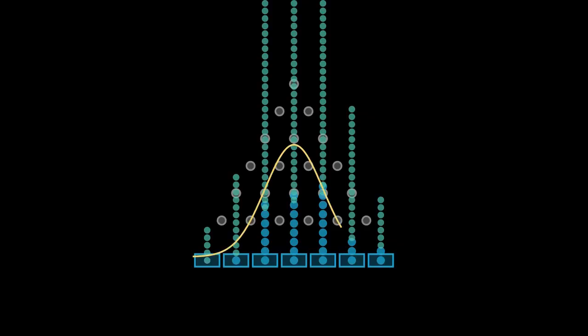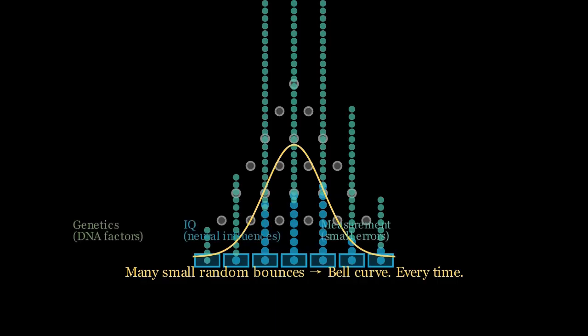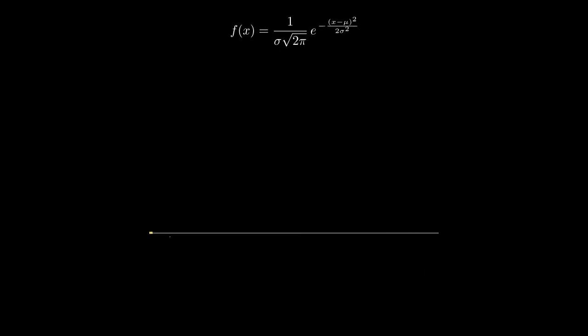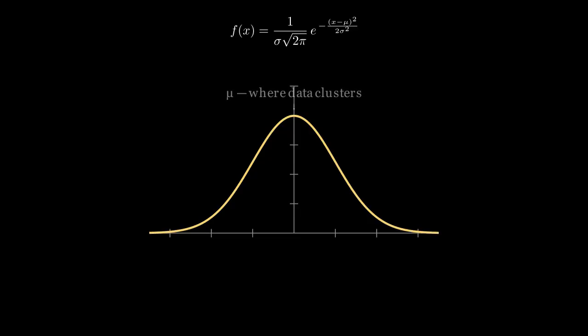Whenever you add together many small independent random influences, the total always converges to a Gaussian. Height is the sum of hundreds of genetic and environmental factors. IQ reflects the combination of countless neural influences. Measurement error is the sum of many tiny inaccuracies. The Gaussian is not just a convenient shape. It is the inevitable outcome of randomness summing up.